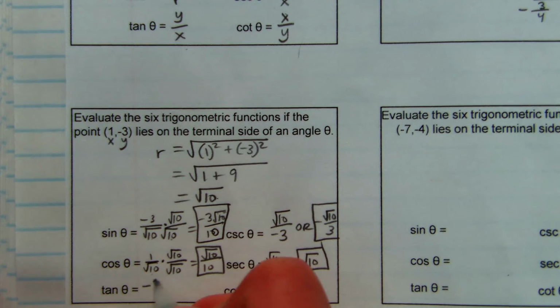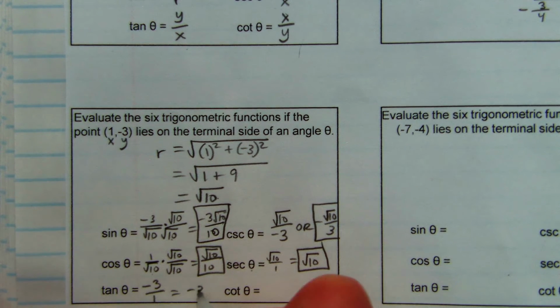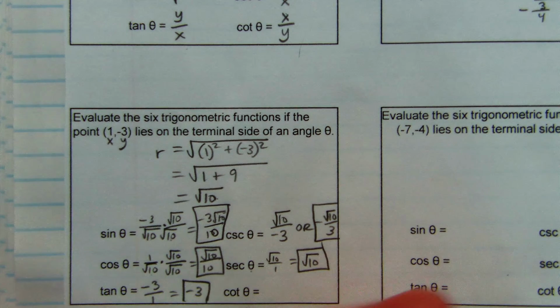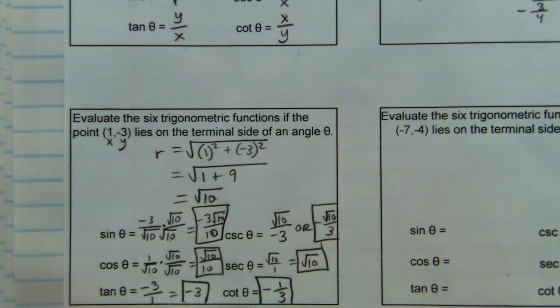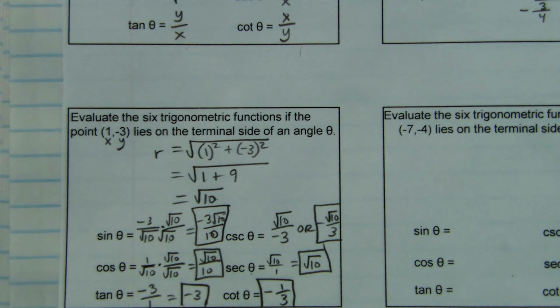Okay, so tangent is y over x. So that's just negative 3 over 1, which reduces to negative 3, and that's it. So cotangent, we flip that over, is just negative 1/3. So not too bad.